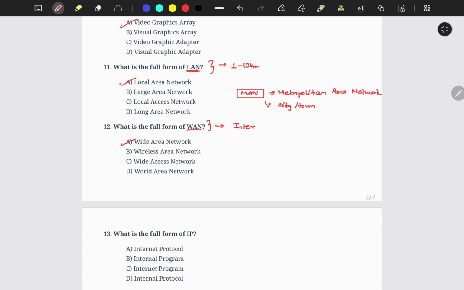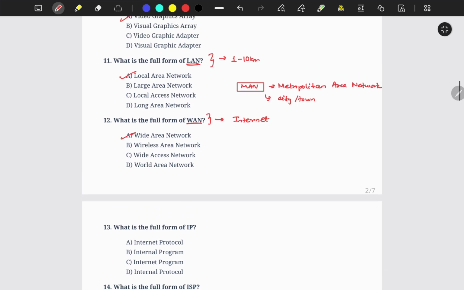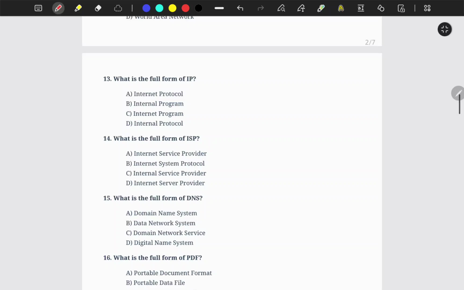If they ask you in the examination to arrange them in ascending or descending order according to their range, LAN has the least range, then MAN, and then WAN. This is according to the range.